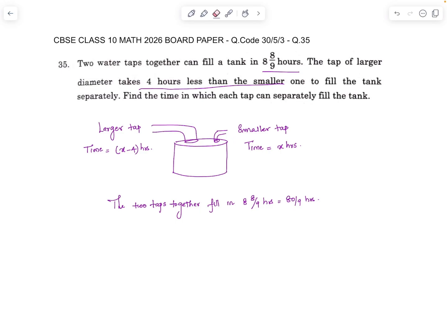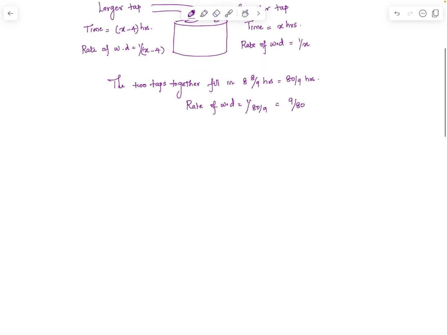Now let's compute the rate of work done in each case. The rate of work done by the smaller tap is 1 upon x. Rate of work done by the larger tap is 1 by x minus 4. The rate of work done when they fill together is 1 upon 80 by 9, which is 9 by 80. Using these three, we can frame one equation, that is 1 upon x plus 1 upon x minus 4. That is, the sum of the individual rates is equal to the rate when they fill it together.